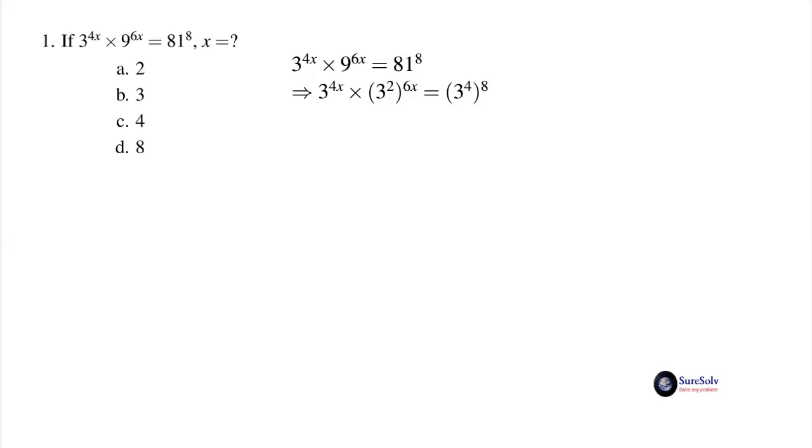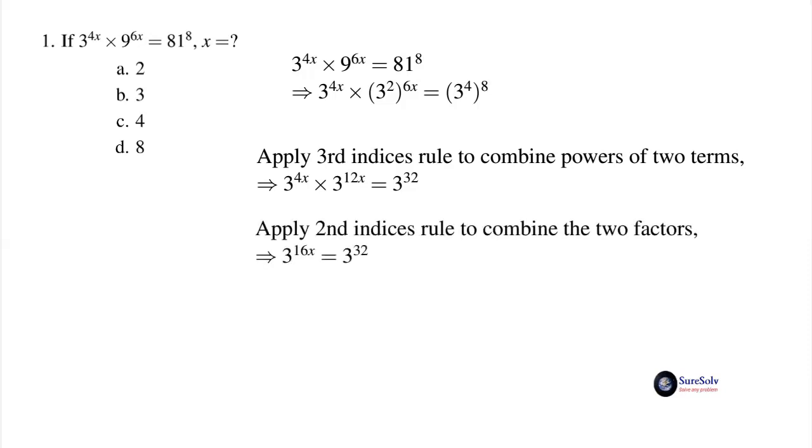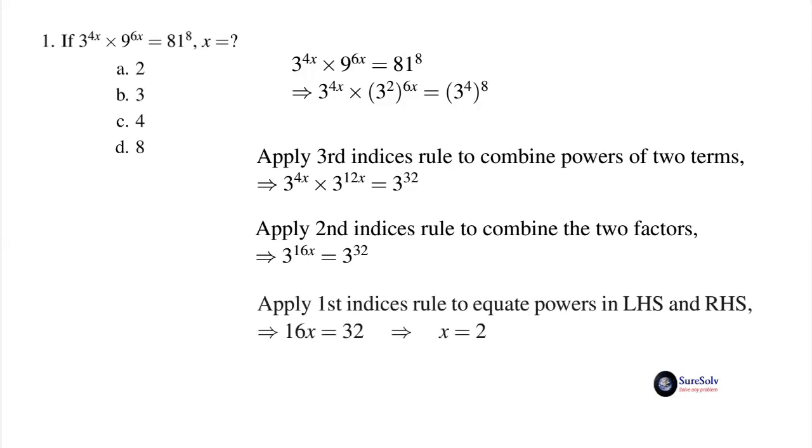This is the time to use the third indices rule to combine the powers of the two terms to 12x and 32. To combine the two LHS terms to a single term now, apply the second indices product rule on this result. Finally, as bases on both sides of the equation are equal, powers are equal. Here the first indices rule is applied. So, powers being equal, 16x equal to 32, that is x equal to 2. Answer is option A, 2.